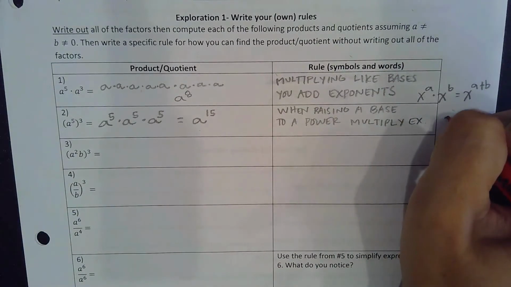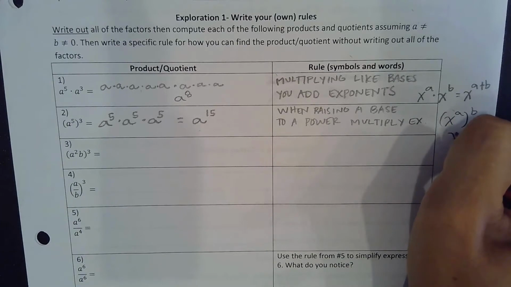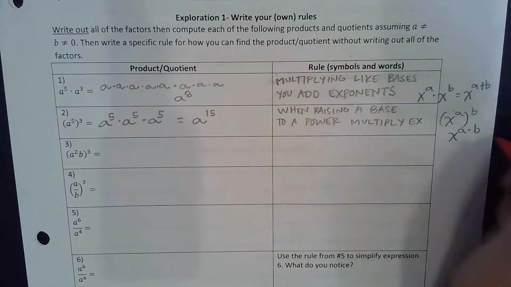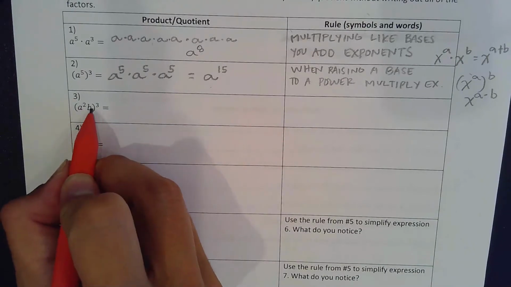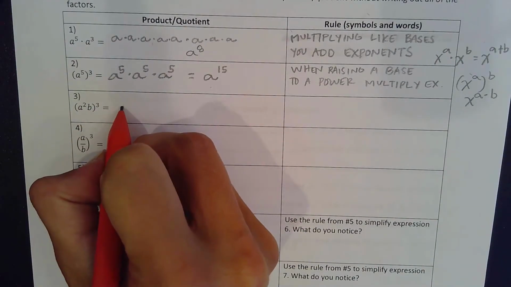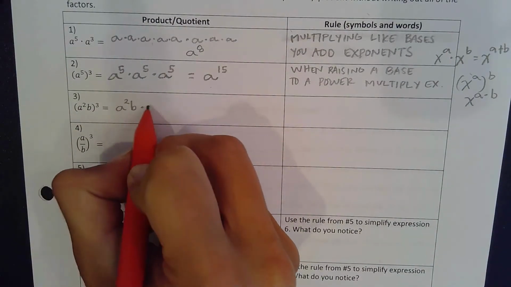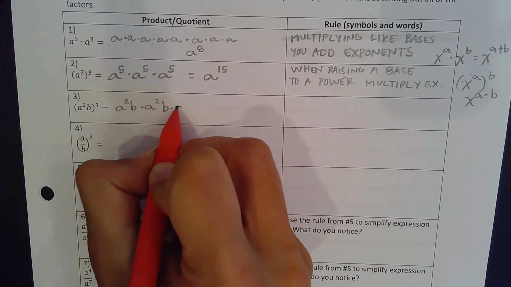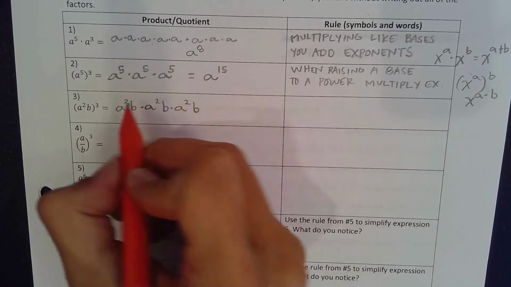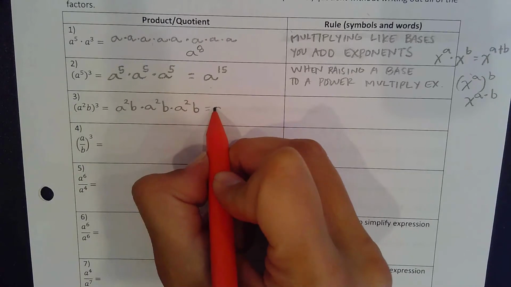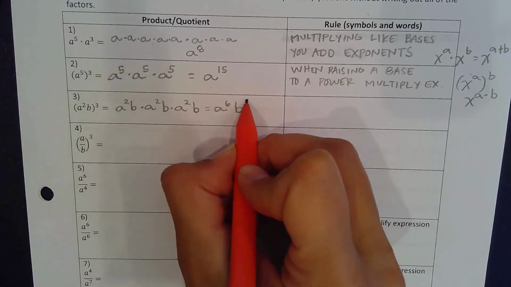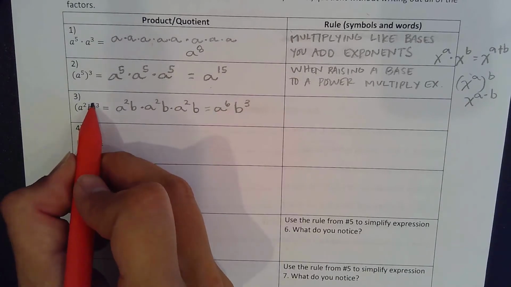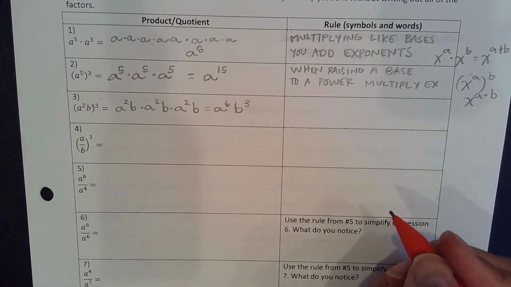So that would mean that you would just multiply those exponents a and b. Okay, here we've got a squared b raised to the third power. So this would be a squared b times a squared b times a squared b. So how many a's here do I have? So I'm going to have a to the 6th, b to the 3rd. Or what else could I do here? I'm going to distribute that exponent there.